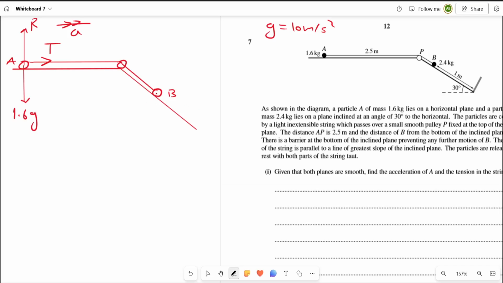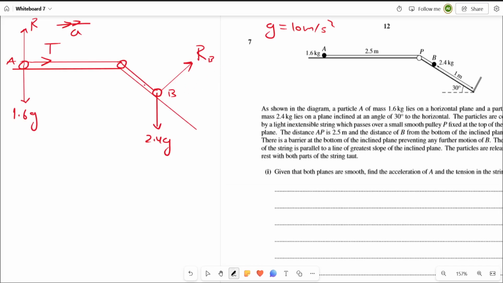So B has a mass of 2.4, so it will have a weight straight down, 2.4 G. It will have a normal reaction force, which is always perpendicular to your plane. So if the plane is like this, the normal is going to be perpendicular to it. Let's not confuse the R, so let's call this RB.